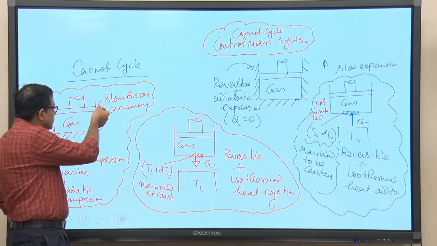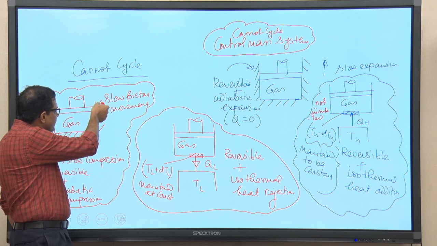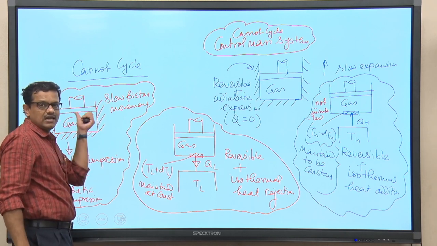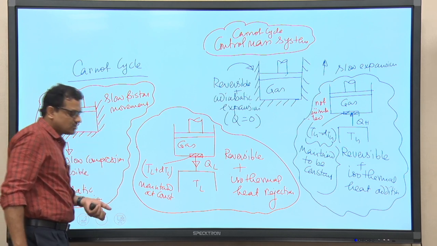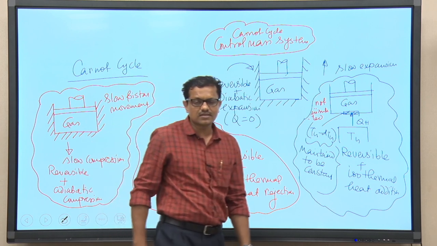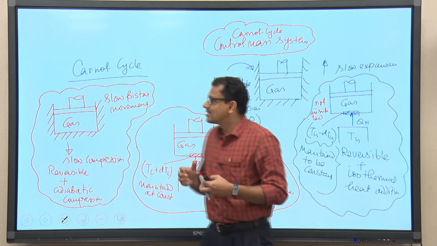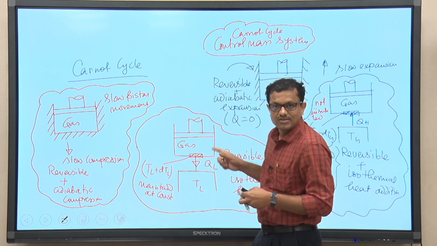The movement is very slow, so it is reversible. Now the surfaces are insulated, so there is no heat leakage or heat interaction between system and surroundings, so it is reversible adiabatic compression. Imagine all these four processes constituting a cycle, and that cycle is the Carnot cycle. But mind it, this is for a control mass system, there is no flow.